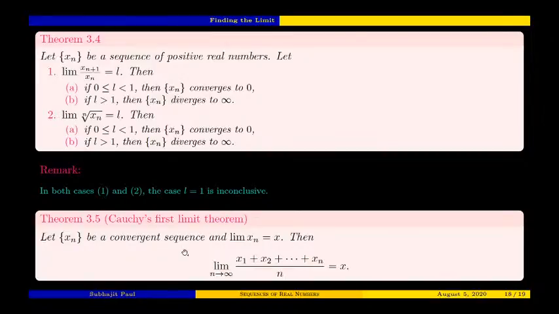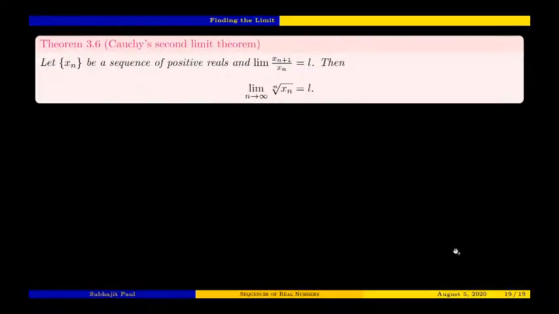Next up we have Cauchy's first limit theorem. If we have a sequence which converges to x, then the arithmetic mean sequence of the first n terms, that is, x1 plus x2 plus up to xn whole divided by n, also converges to the same limit x. There is also Cauchy's second limit theorem. If xn is a sequence of positive reals and the term ratio limit goes to L, then the limit of the nth root of xn also goes to L.